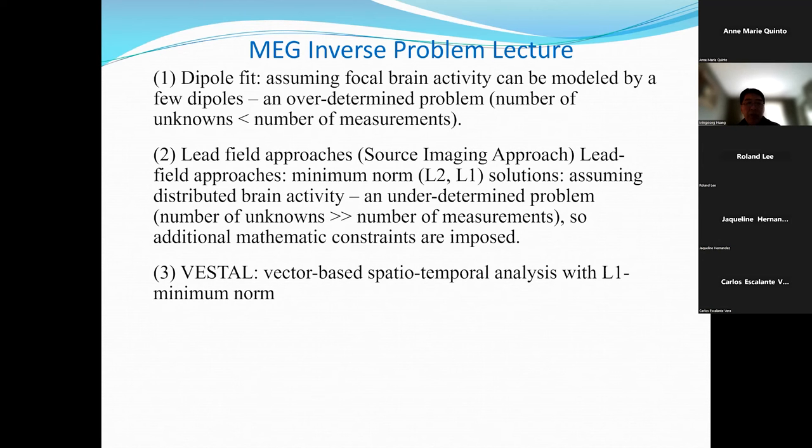On the other hand, if I take an imaging approach, if I pre-divide the entire brain into a few hundred thousand up to a million locations and assign each voxel a current dipole, now I have many dipoles. The number of unknown variables in my brain is much larger than the number of sensors, 306. So we'll talk about the imaging approach, the lead field approach. In that case, the number of unknown variables is much larger than the number of measurements, an underdetermined problem. Just the opposite. We'll talk about these two approaches, the overdetermined and the underdetermined problem, and then we'll spend some time on the beamformer if we can finish in time.